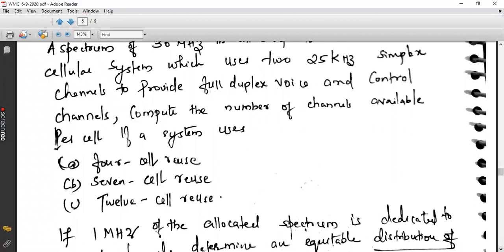Compute the number of channels available per cell if a system uses A 4-cell reuse, B 7-cell reuse, and C 12-cell reuse.